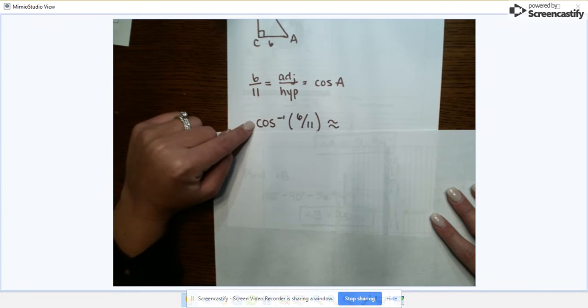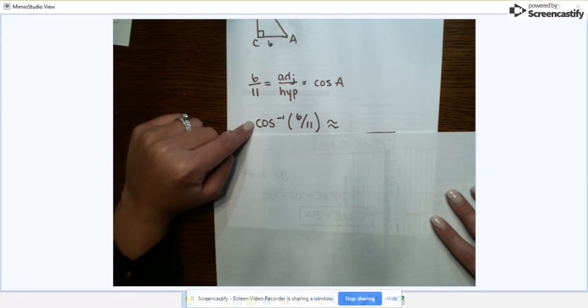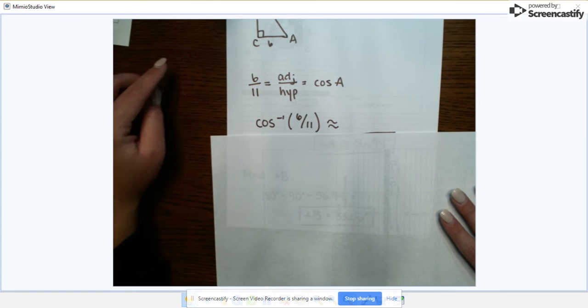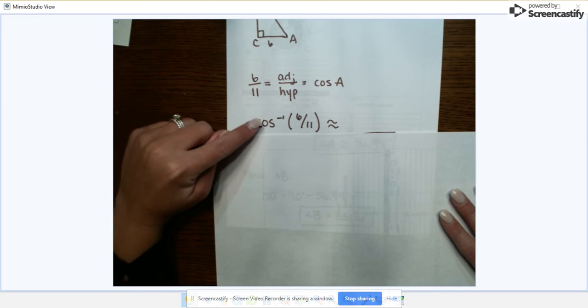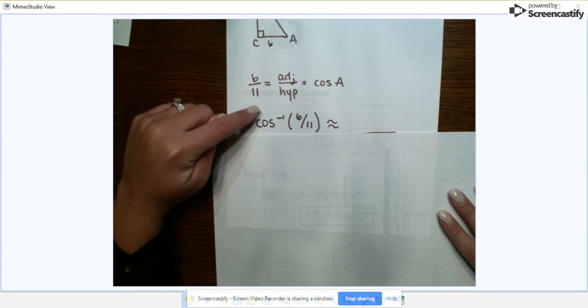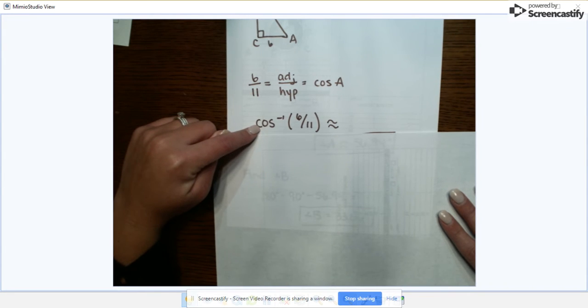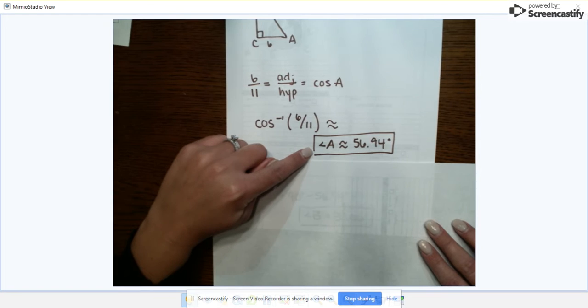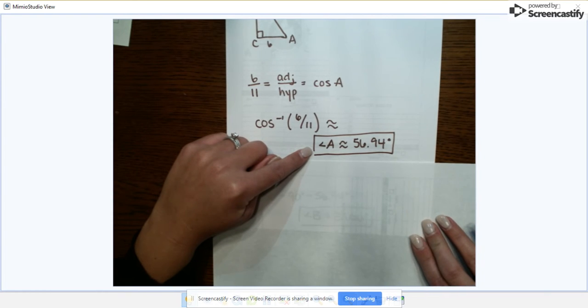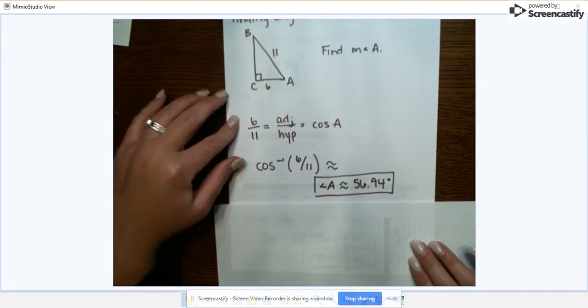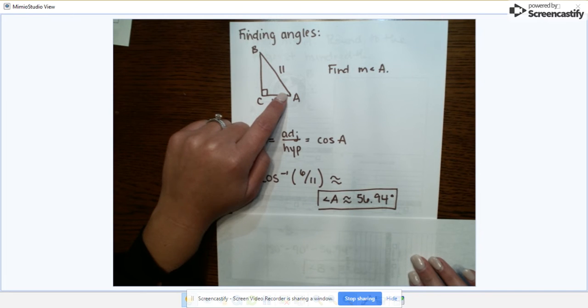This is a button on your calculator. Normally it's above the sine, cosine, and tangent buttons, and you'll have to push the second button on your calculator. So we do the inverse cosine of our fraction. So if you typed in inverse cosine of 6 over 11, we would find that our angle is roughly 56.94 degrees. So this angle is roughly 56.94 degrees.